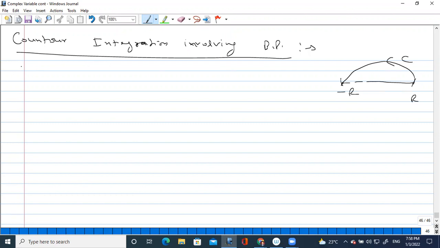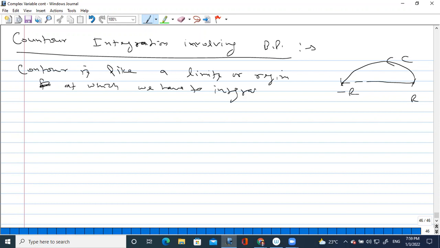Okay. So you can say the contour is like the limits or region at which we have to integrate our function. So this is your contour. Okay, so we avoid branch points in our contour.